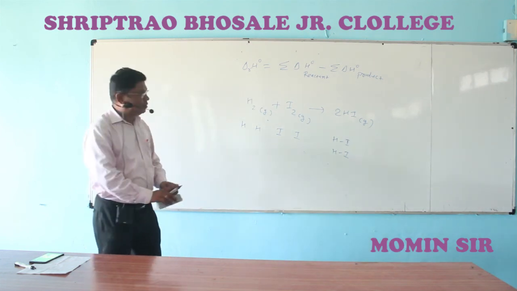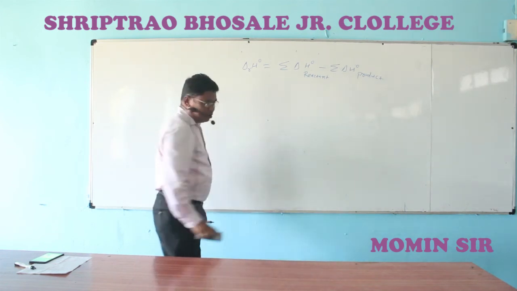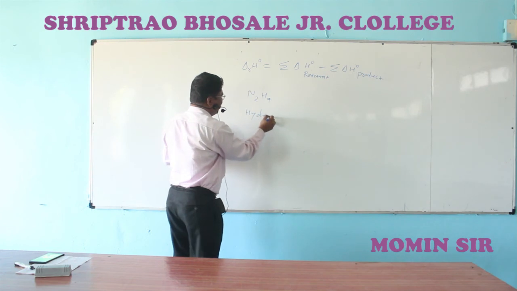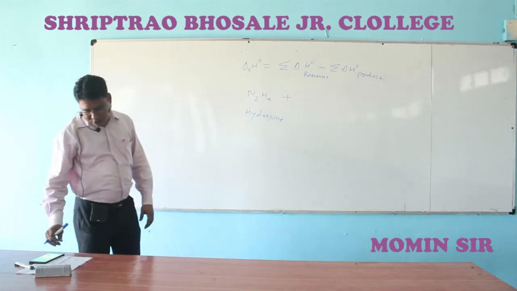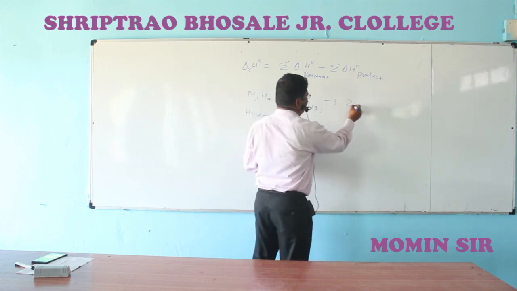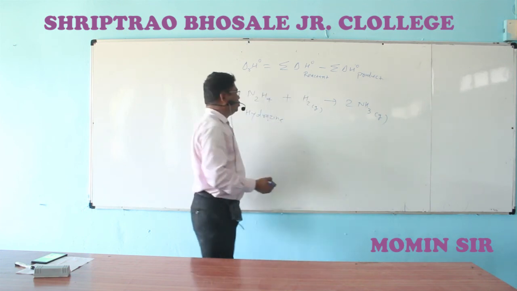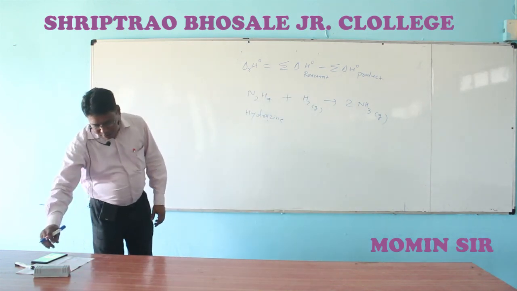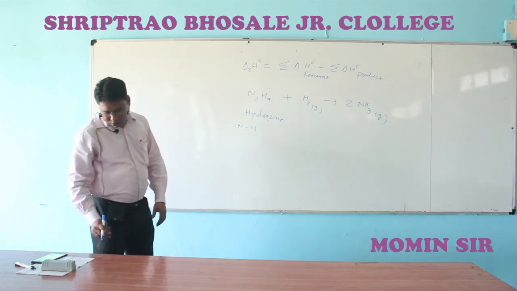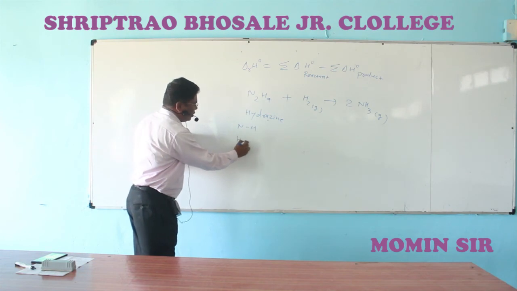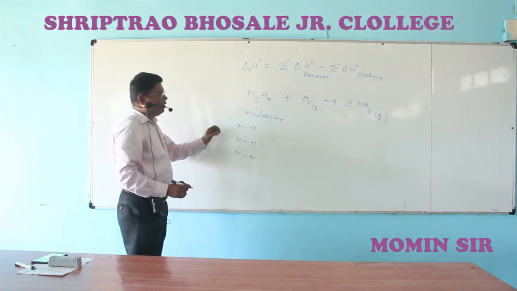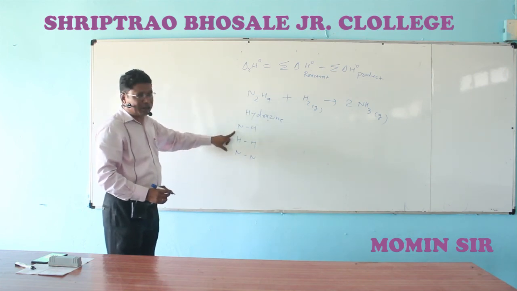For this, one example is given: N2H4, that is the molecular formula of hydrazine, plus H2 gas, gives 2NH3 gaseous. Whenever the standard enthalpies of the nitrogen-hydrogen bond, hydrogen-hydrogen bond, and nitrogen-nitrogen bond are given, we can find the enthalpy change of this reaction from these bond enthalpies.